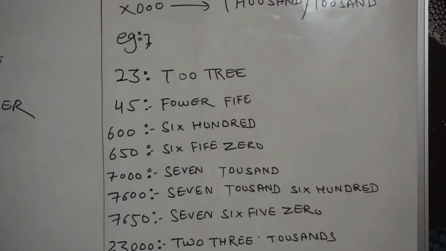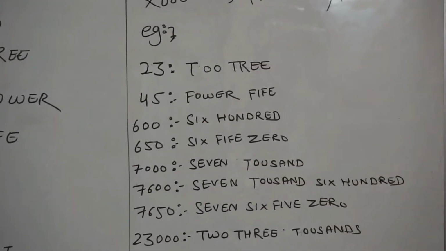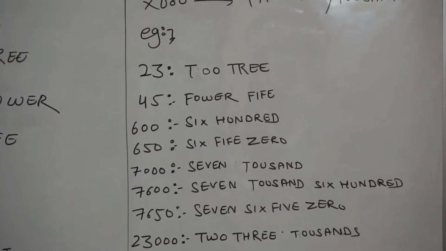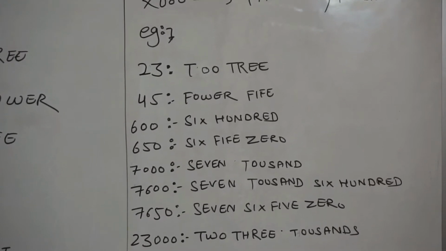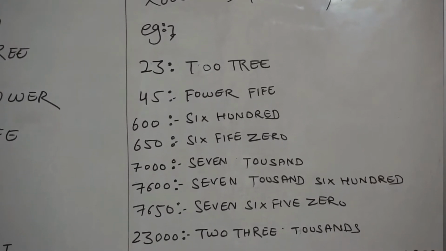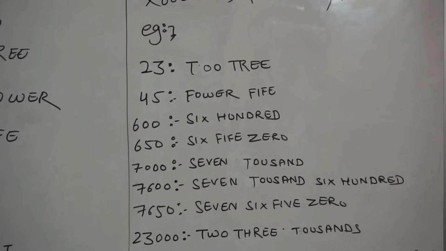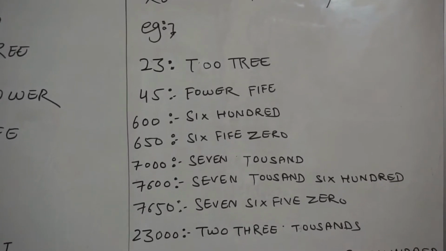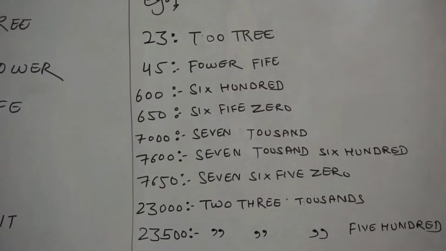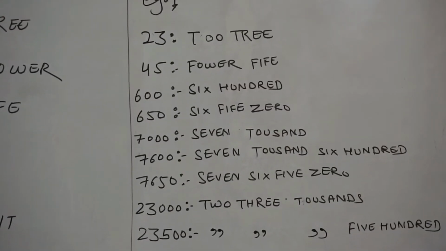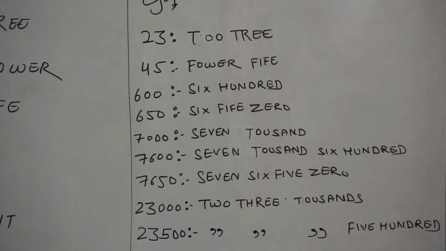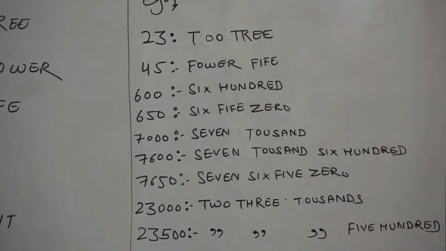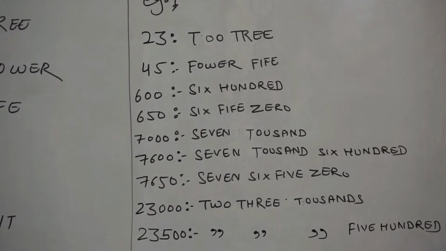For example, I have taken 23. We normally say twenty-three, but in RT we'll say TWO THREE. Normally we'll say forty-five, but in RT we'll say FOUR FIVE. Normally we'll say 600, in RT also we will say SIX HUNDRED. 650 we say six hundred fifty, and in RT we'll say SIX FIVE ZERO.